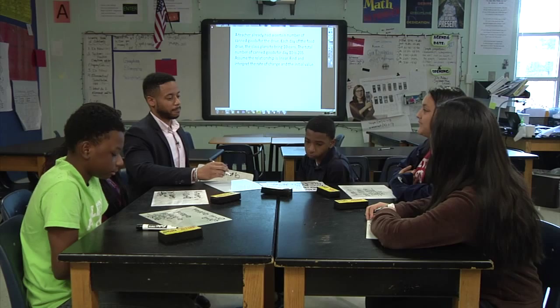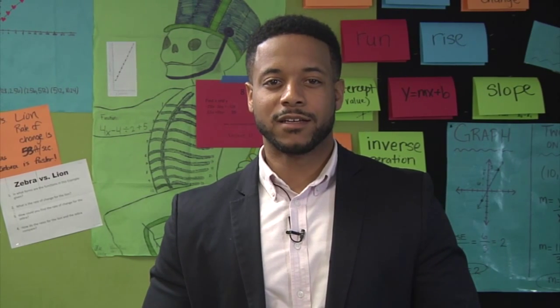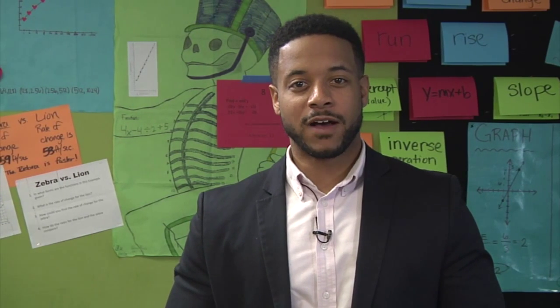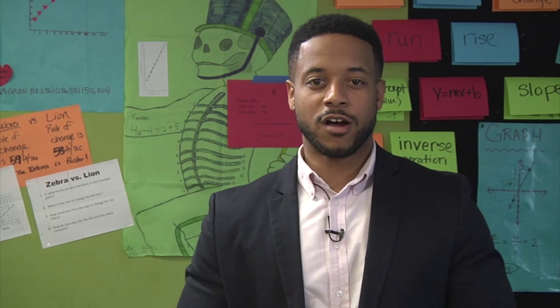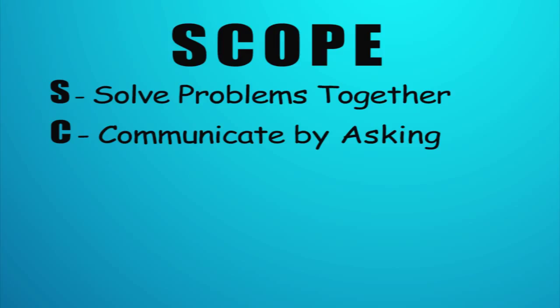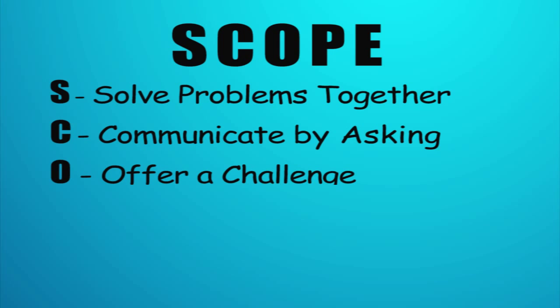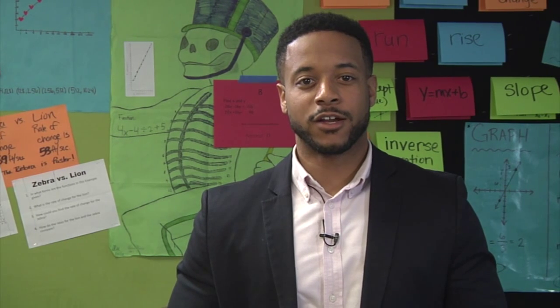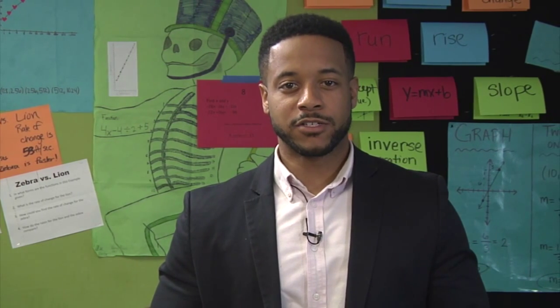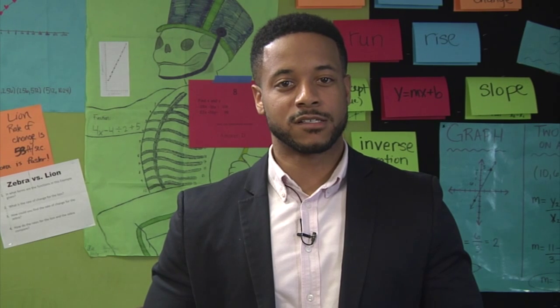Hopefully this video will give you some idea of how your student is learning to be a more powerful mathematician. So today's scope for finding the rate of change and initial value of a function are: first, solve problems together. Explain and demonstrate how to find rate of change and initial value of a function with your student. Communicate by asking your student why they believe this skill is important. Offer a challenge. Invite your student to create their own real-life function for you as their parent or guardian. Then try to find the rate of change and initial value of that function with their assistance.